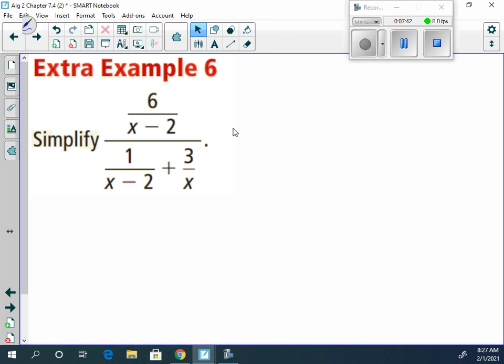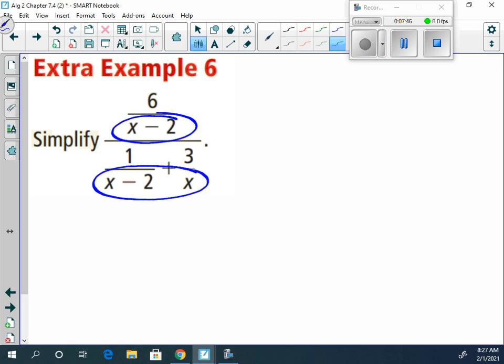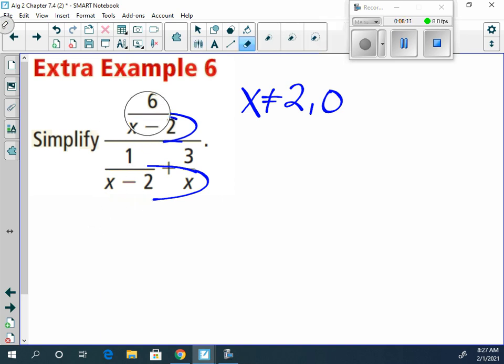Well, so for this one here, we can really just start off with the restrictions, because these three spots here cannot be 0. So we know x cannot be what? 2 and 0. Because if x is 2, well, x minus 2 would become 0. And for our 2 over x, where x by itself, well, it can't be 0. So those would really be our restrictions, and that's not too bad to take care of.